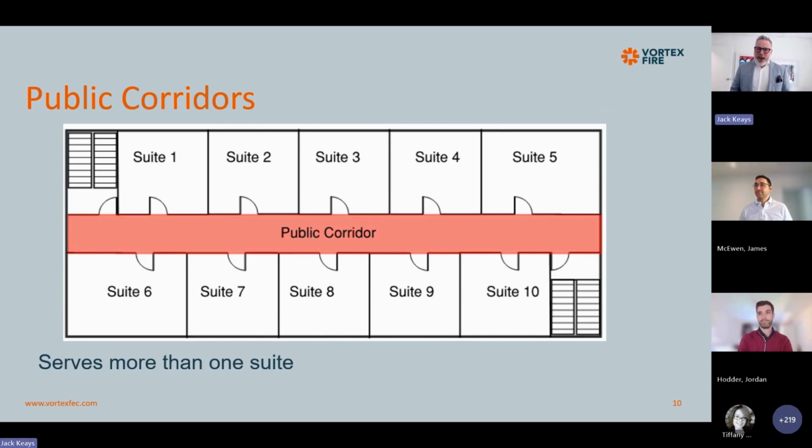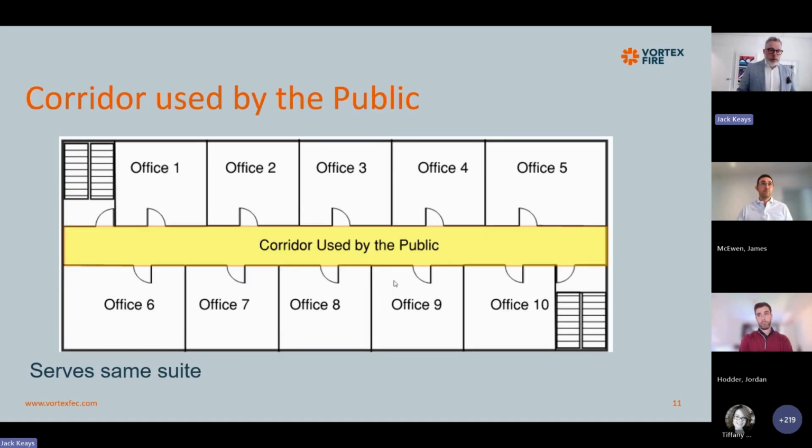So with this, we have public corridors. Okay, so what is a public corridor? A public corridor by definition has to serve more than one suite. That is a very key thing. You can have many rooms or offices on a floor, but it comes down to suite. So that would be a different tenant, for example. It could be a different bedroom in a hotel. It could be a different condo, but it has to have more than one suite. If you don't have more than one suite, it's a corridor used by the public.